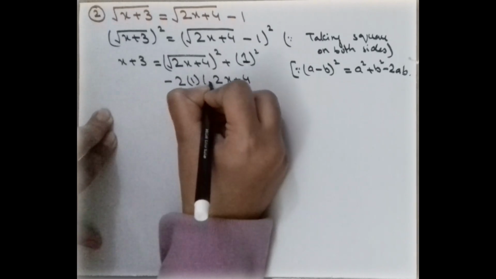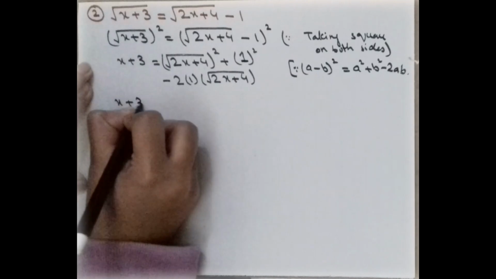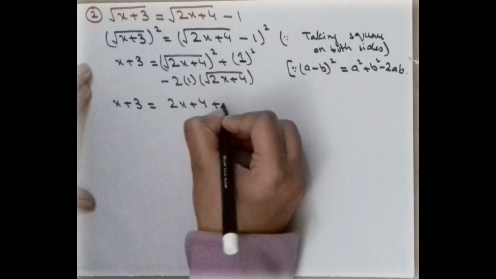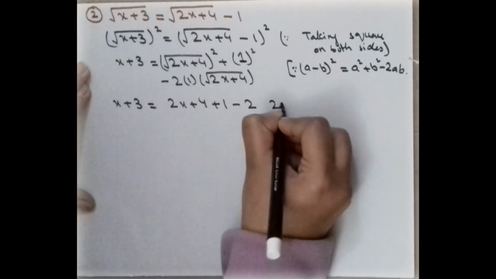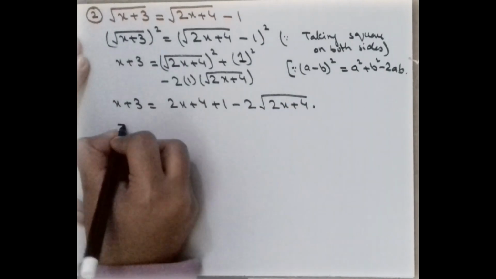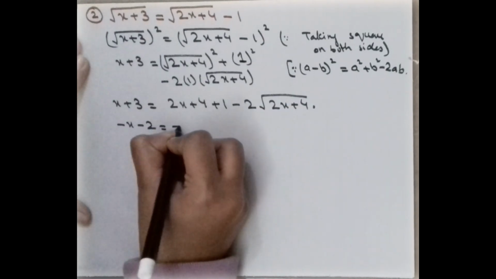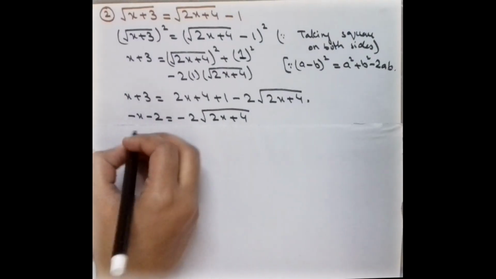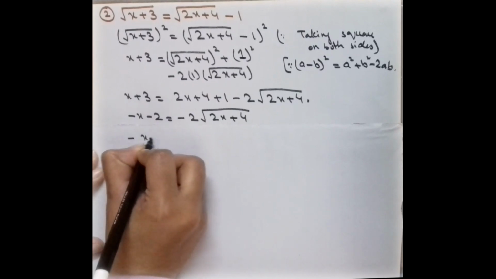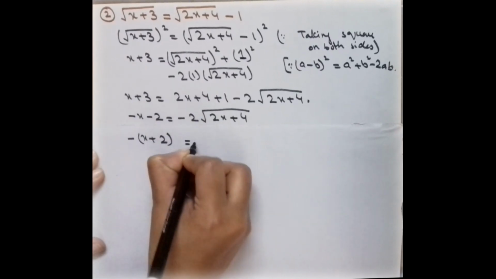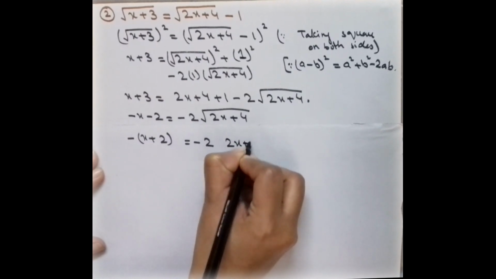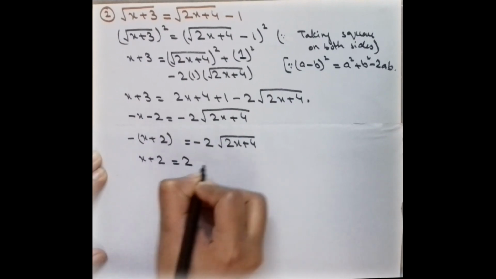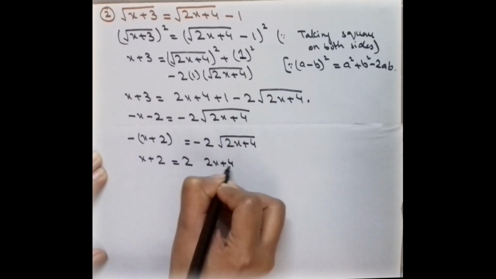Root of 2x plus 4 is x plus 3, which is equal to root of 2x plus 4, and the square of 1 is 1, and minus root of 2x plus 4. Minus x minus 2 is equal to minus root of 2x plus 4. Taking a common minus in this term, we are left with x plus 2, which is equal to minus root of 2x plus 4. Now x plus 2 is equal to root of 2x plus 4.